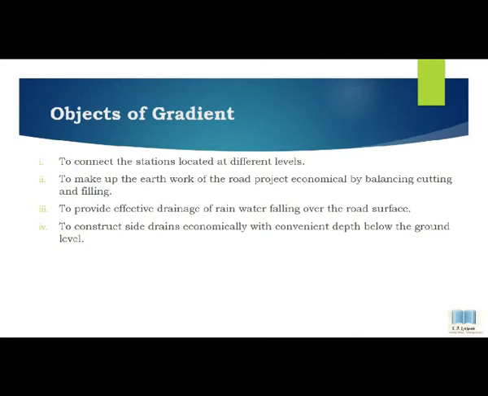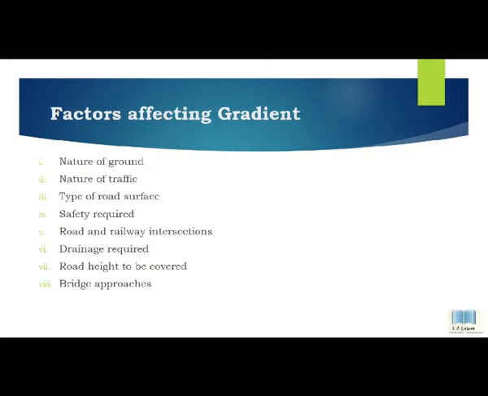Then, the third object is to provide effective drainage of rainwater falling over the road surface. When curbs are provided to the roads, gradient is required for effective drainage. And the last object is to construct side drains economically with convenient depth below the ground level. So this is the purpose of providing the gradient.